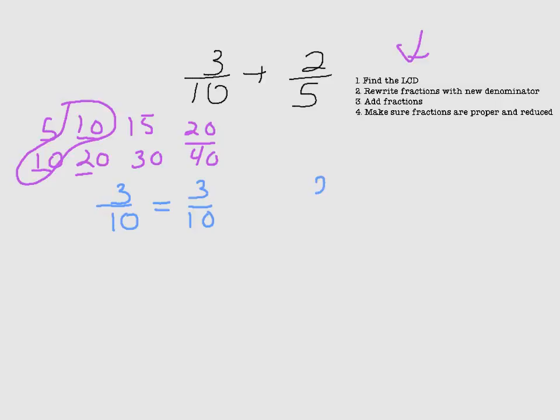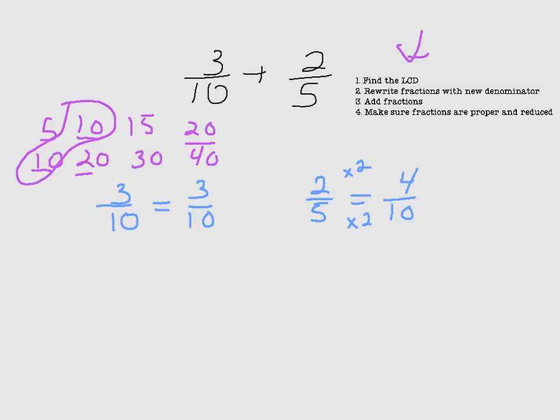And now let's take a look at 2/5. If we're going to rewrite it to have a denominator of 10, we look and see what we did in the denominator, the bottom, to get from 5 to 10. What did we multiply by? Well, we multiplied by 2. So we need to do the exact same thing on the top with our numerator. And 2 times 2 is 4. So now we've rewritten our fractions with the new denominator.